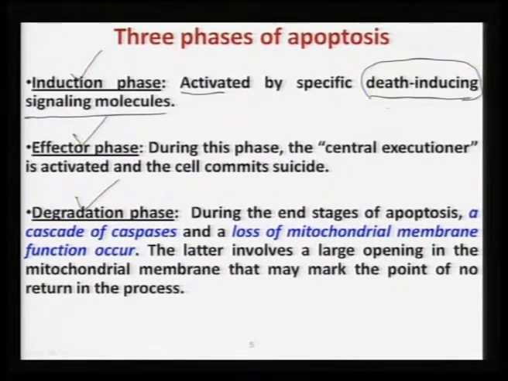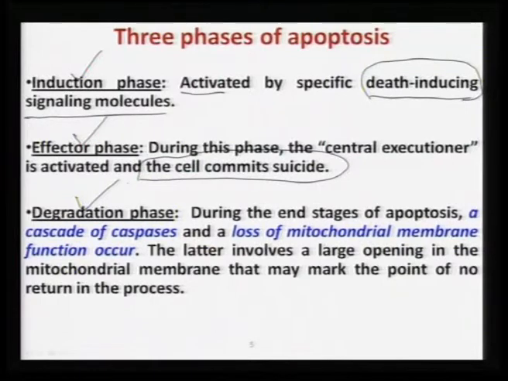The second one is the effector phase. The effector phase means that this is the phase when the cell commits suicide. As I said, it is also a kind of suicidal mode, but in a very silent manner. The third one is the degradation phase. During the end stage of apoptosis, a cascade of caspases, a particular signaling pathway, is activated, and loss of mitochondrial membrane function occurs.